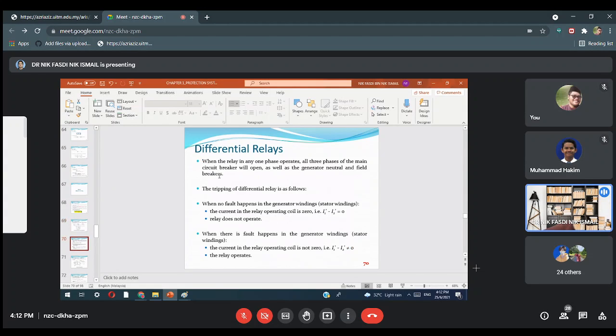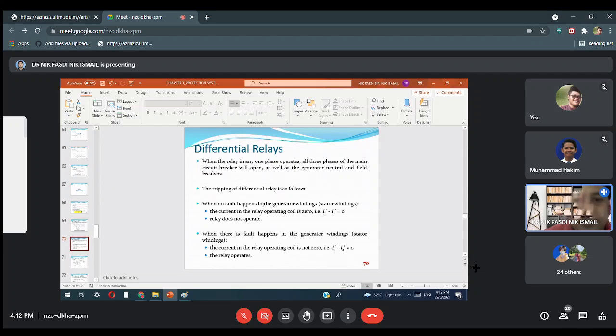Okay. When the relay in one phase operates, all three phases of the main circuit breaker will open, as well as the neutral and field breakers. Okay. It means if there is a fault, the relay operates and the breaker opens to protect the generator. The 3-phase differential relay is as follows.